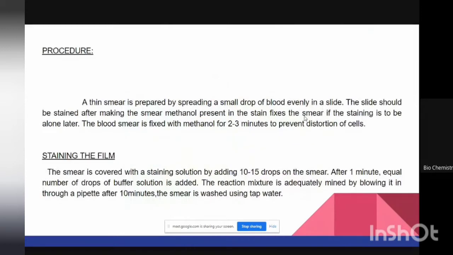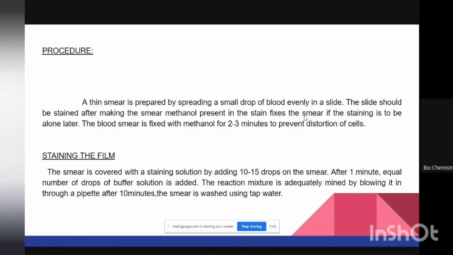Procedure. A thin smear is prepared by spreading a small drop of blood evenly on a slide. The slide should be stained after making the smear, and the methanol present in the stain fixes the smear. If the staining is to be done later, the blood smear is fixed with methanol for 2 to 3 minutes to prevent distortion of the cells.